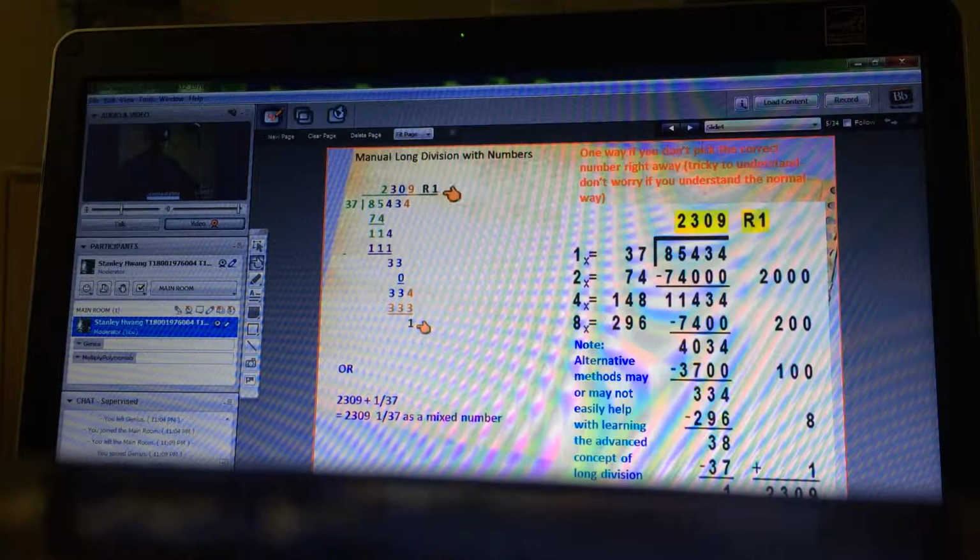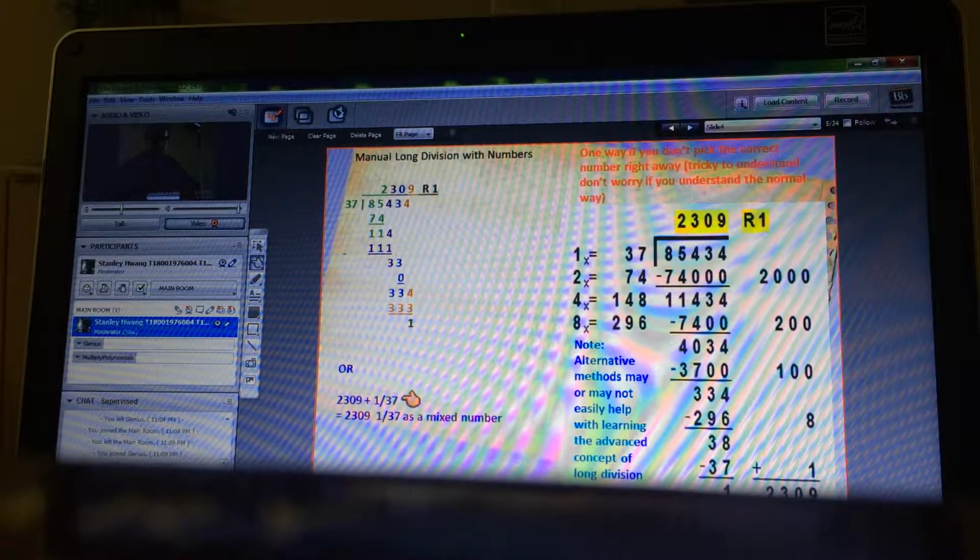A remainder of 1 can be written as the answer plus 1 over 37, or we remove the plus sign as a mixed number, which is really a bad convention because it does not follow polynomial long division itself, as you will see later on. So make sure you remember this convention here.